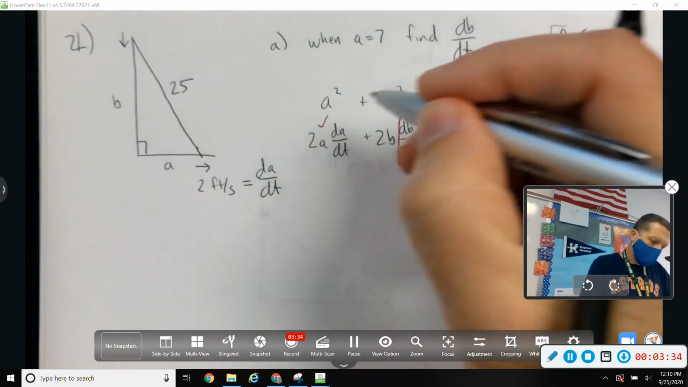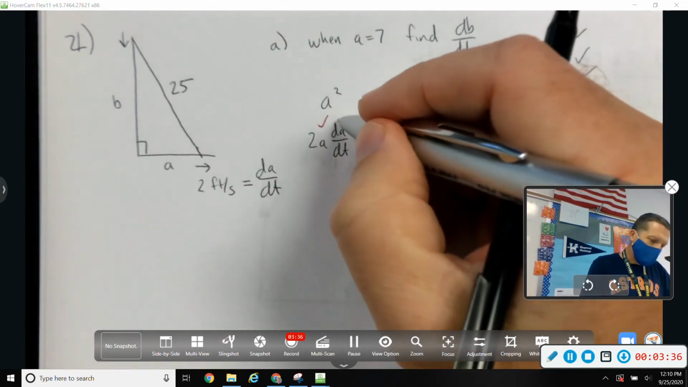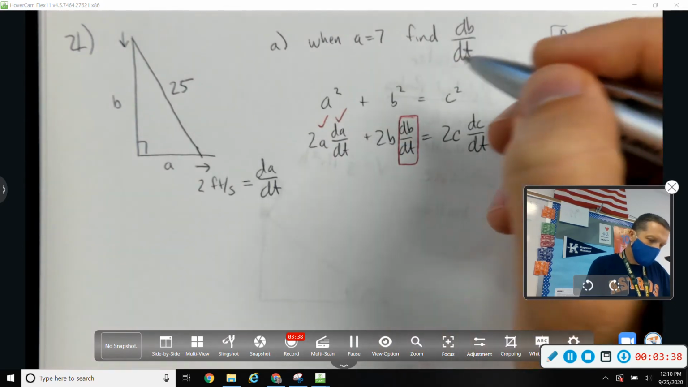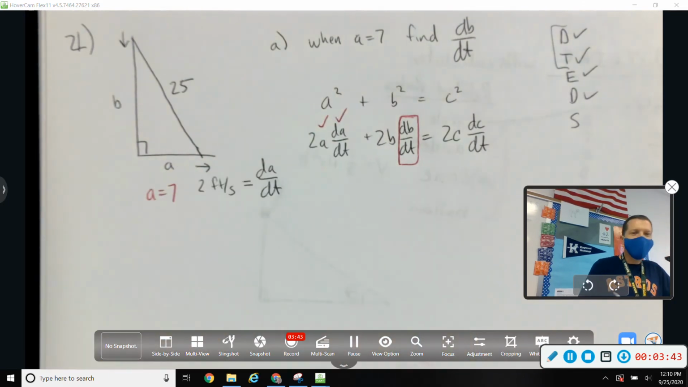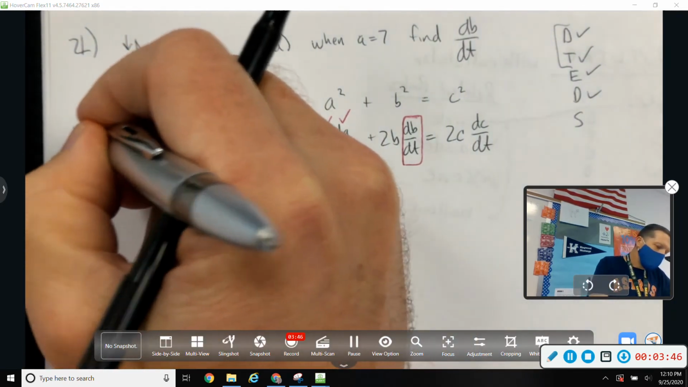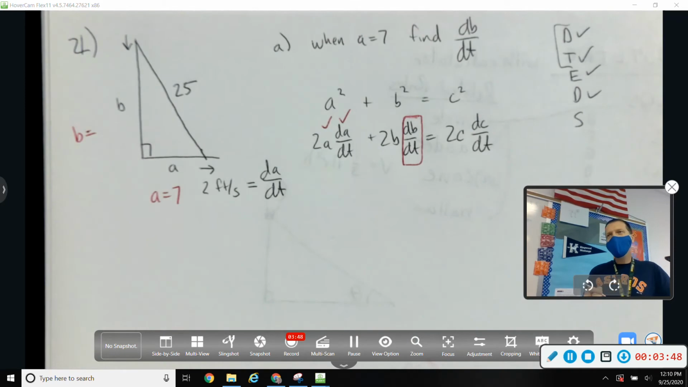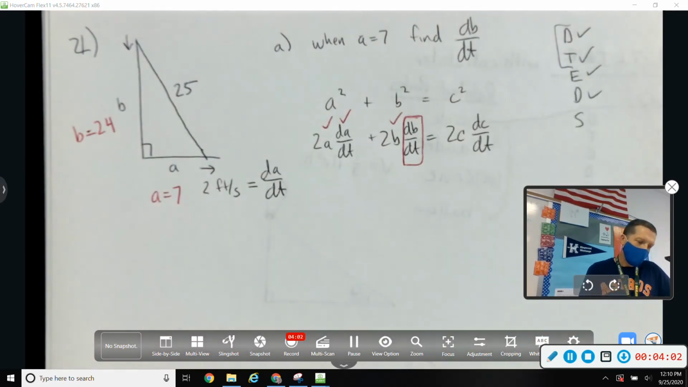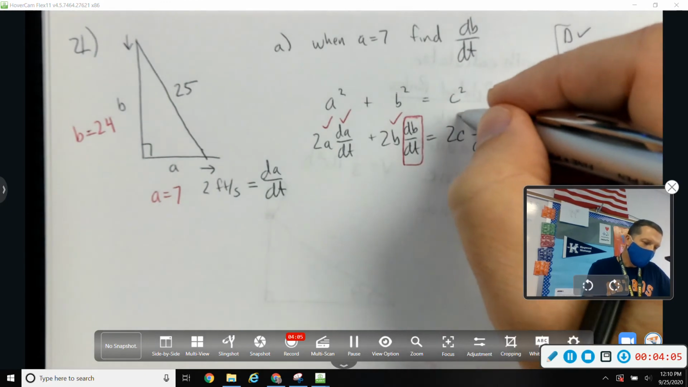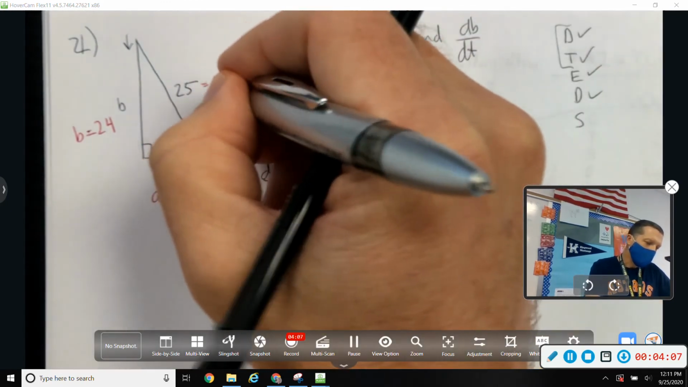A is 7, we know that. dA dt is 2. I don't know B, although when A is 7, anybody recognize that triangle? If you don't, you can do A squared plus B squared equals C squared and figure out that B is 24. 7, 24, 25. So we know B. We know C, that's 25, that's always 25.